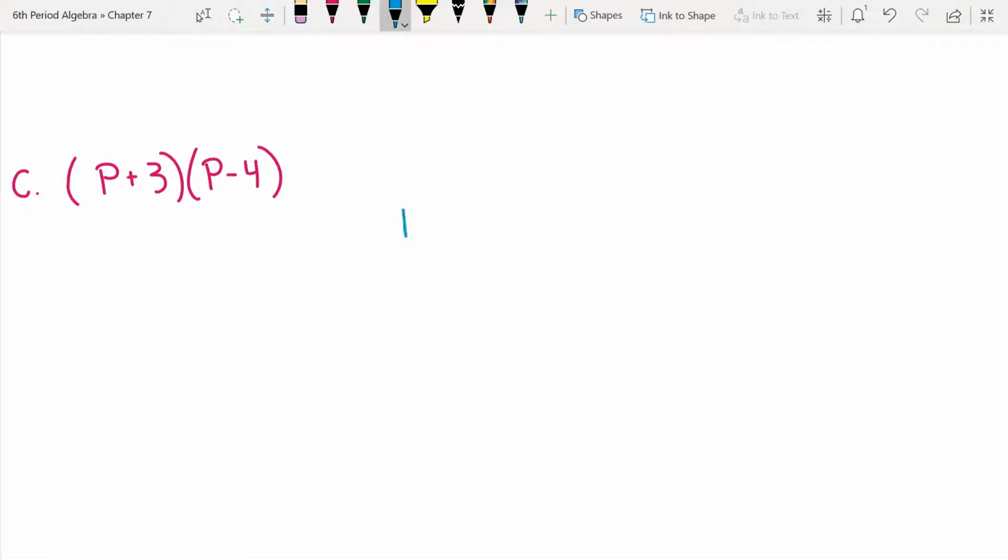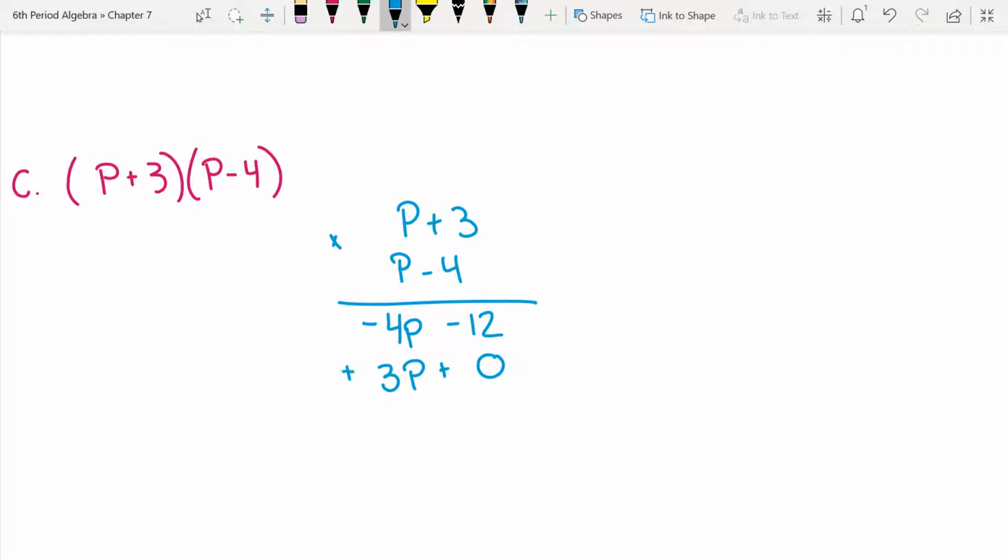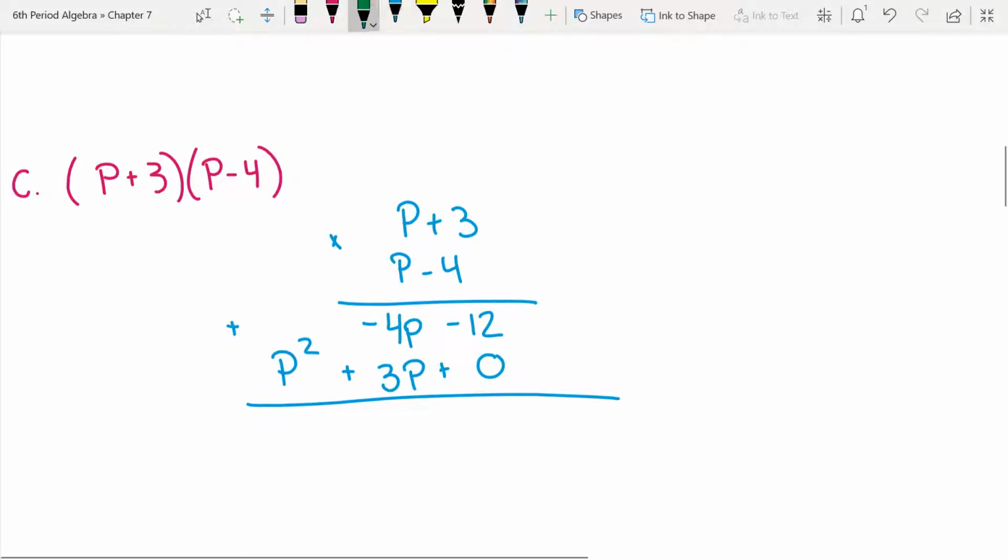So I'm going to drop my parentheses. I have p plus 3 on top, p minus 4 below. Negative 4 times 3 is negative 12. Negative 4 times p is negative 4p, placeholder of 0. P times 3 is a positive 3p, and p times p is p squared. Then we add straight down. Negative 12 plus 0 is negative 12.